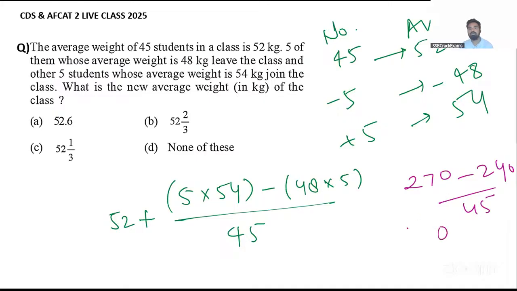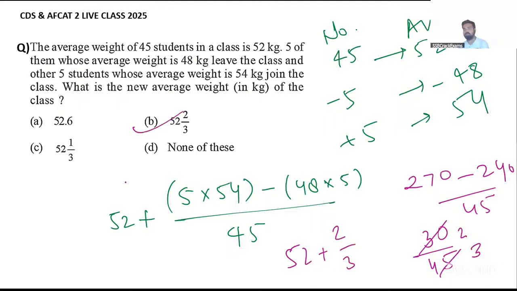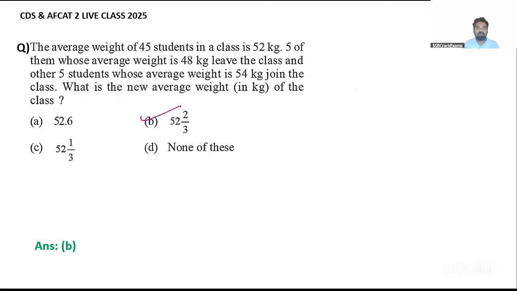So it is 30 upon 45. So how much is 30 upon 45? 15 twos are 30, 15 threes are 45. So it is 52 plus 2 upon 3. This is the answer. See, we got it very fast. So I told you, when you have this situation, always calculate the average of the increment only. Forget about the initial weight. Just write it like that. So this is how we got 52 2 upon 3. Let's move to another question.